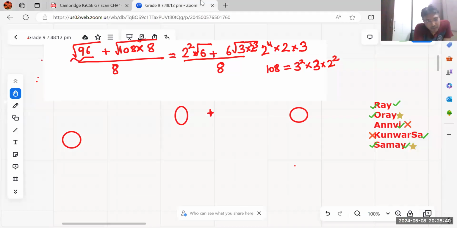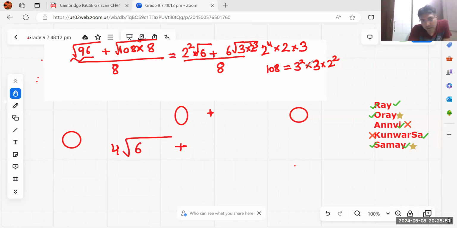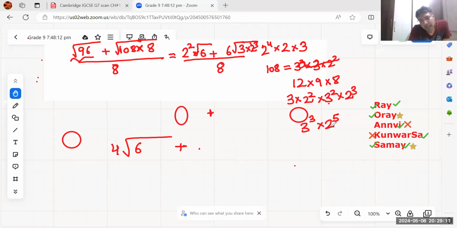So my numbers are 4, 16, 16, 6 are 96, 4 root 6 plus 108. I got 12 into 9 into 8. So this will be 3 into 2 square into 3 square into 2 cube. So I will get 3 cube into 2 to the power 5. So I can take one 3 out and I can take two 2's out. So I will get 3 into 4, 12 root 6 upon 8.